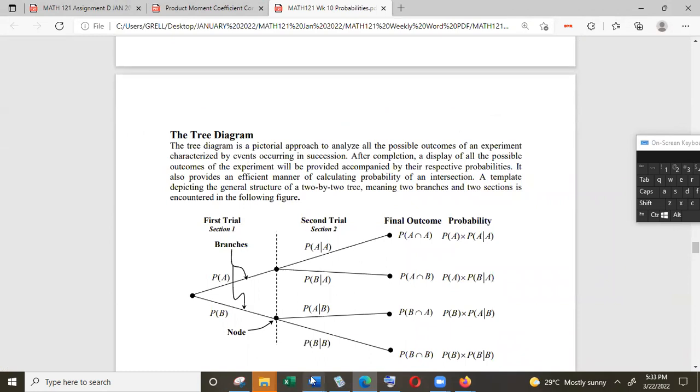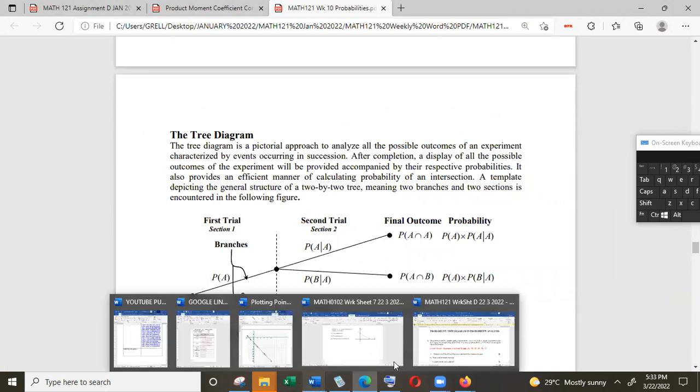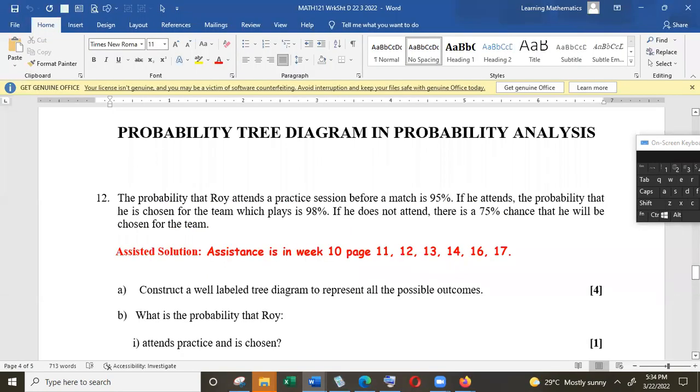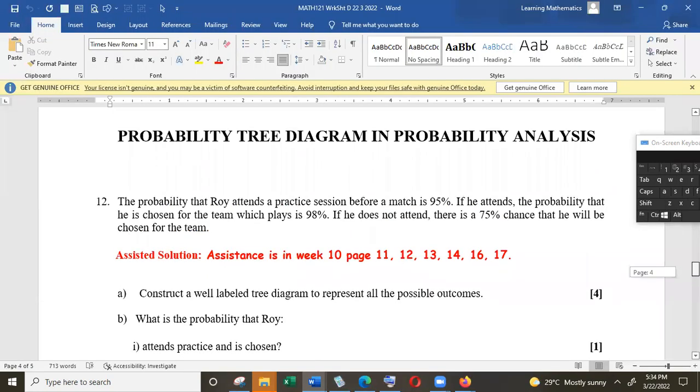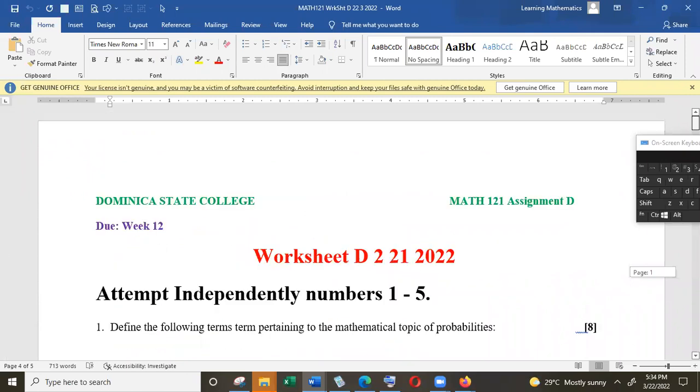So we started with number 6. I sent a video with regards to what is probabilities, and an introduction to the word probabilities and so forth. So take a look at it. So we started with number 6, how to approach a question like number 6. It comes under the topic of discrete probability analysis.